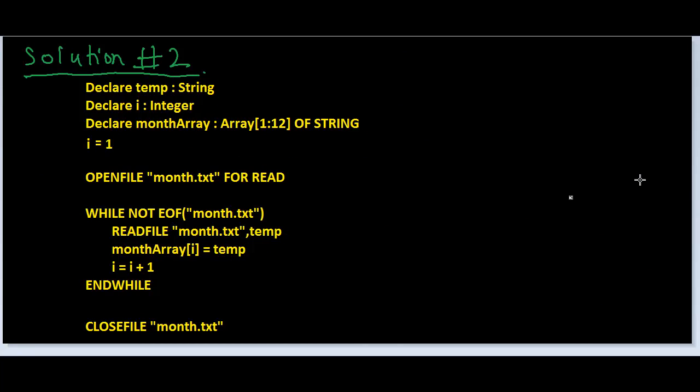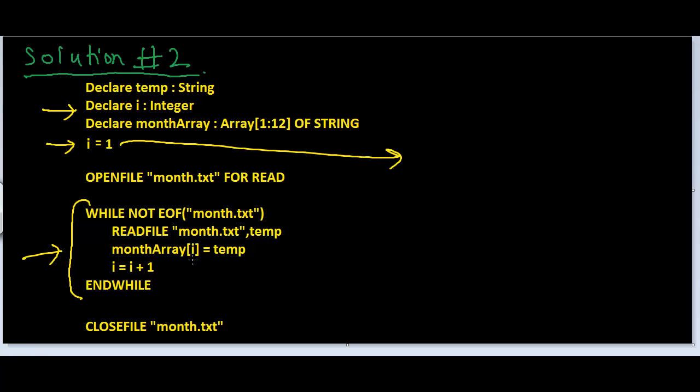This is solution number 2, and the only difference here is that we have used the while loop, right? So this while loop will keep running till we reach the end of the file, and secondly, we have used I as an integer, and this I is given an initial value of 1. We're using this I here as an array subscript.